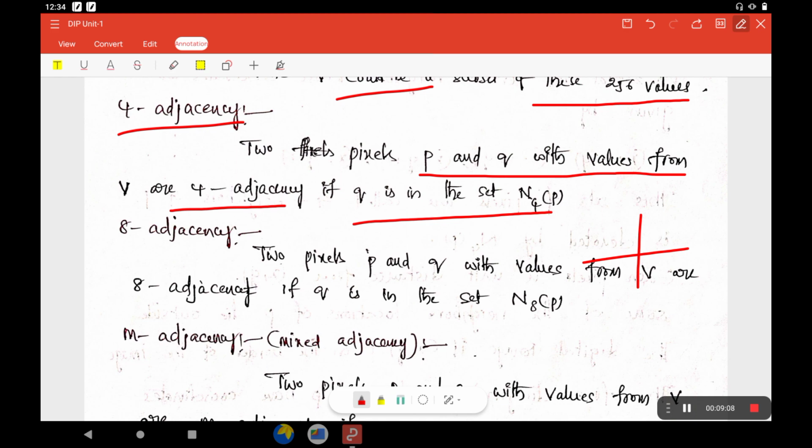This is the central pixel value. These are the neighboring pixels. This is one location. This is generally called the 4 neighbors of P. This is the P location.